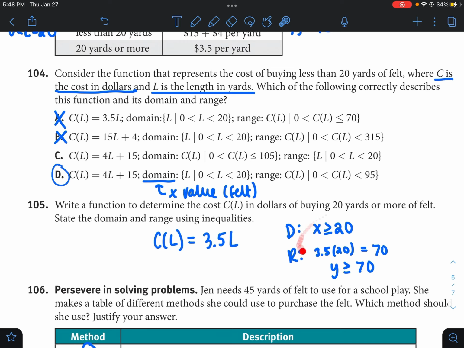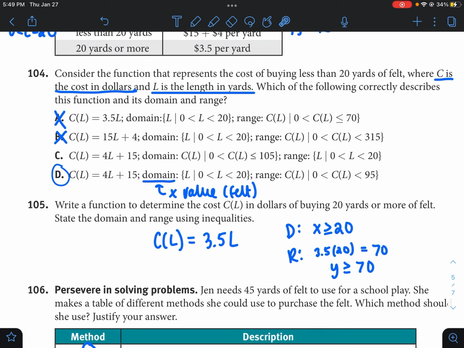Then for the range, that's our output. So what we do here is we say, if I buy the least possible, if I buy 20 yards, 3.5 times 20 is 70. So that's saying if I buy the minimum number, if I only buy 20 yards, it's going to cost me $70.